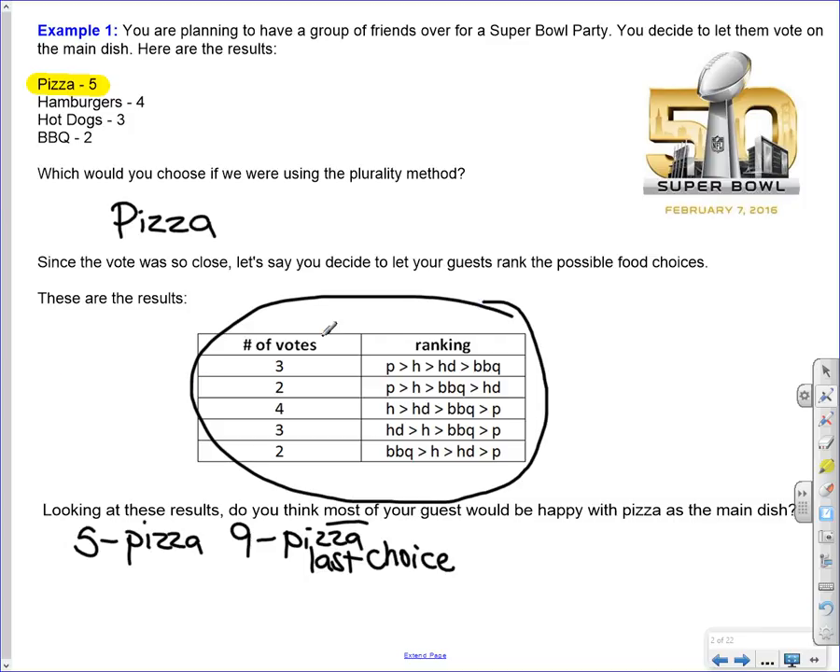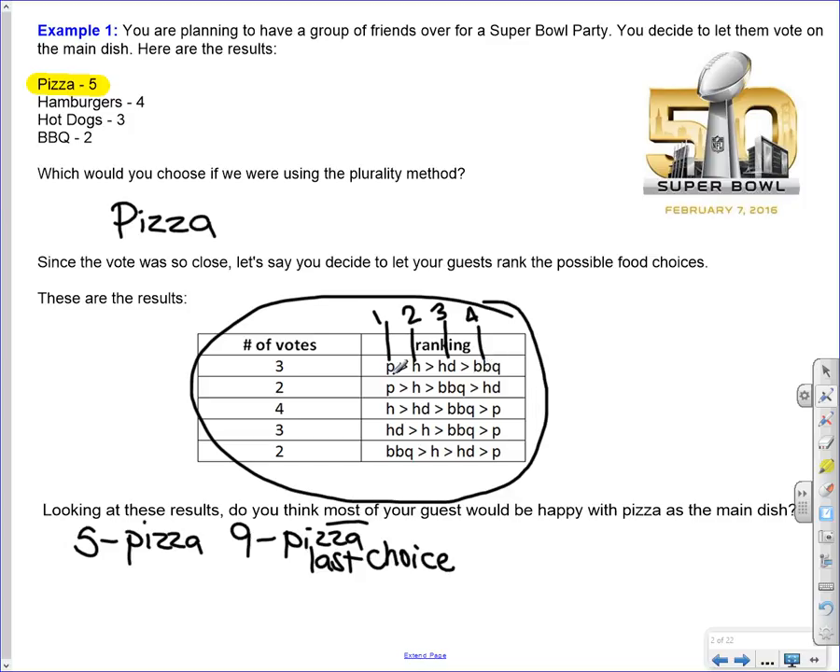So over here are the number of votes, and over here are the rankings that go along with it. What you're looking at is that this would be your first place vote, and then this is going to be your second. And this would be your third choice. And this would be your fourth choice. Okay, so everybody had to completely rank all the options. You see that three people here chose pizza, then hamburgers as their second choice, hot dog as their third choice, and barbecue as their fourth choice.